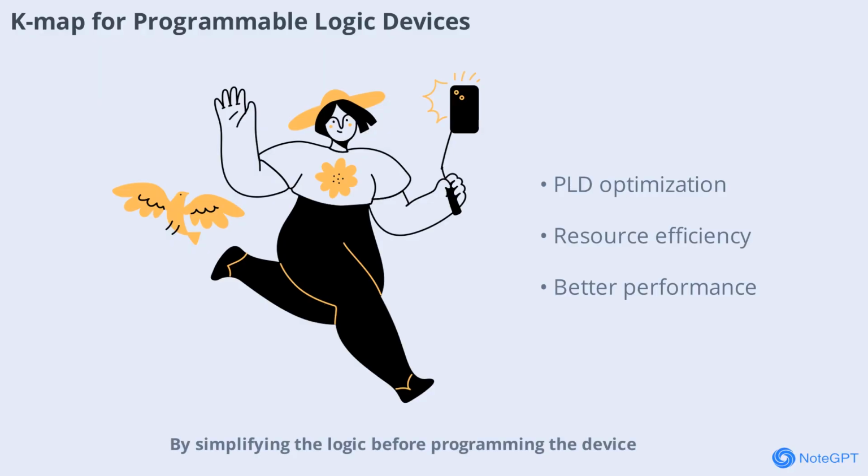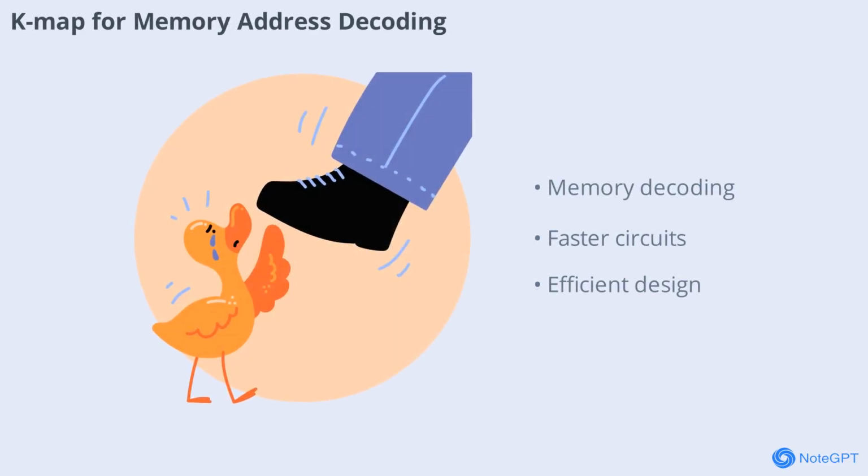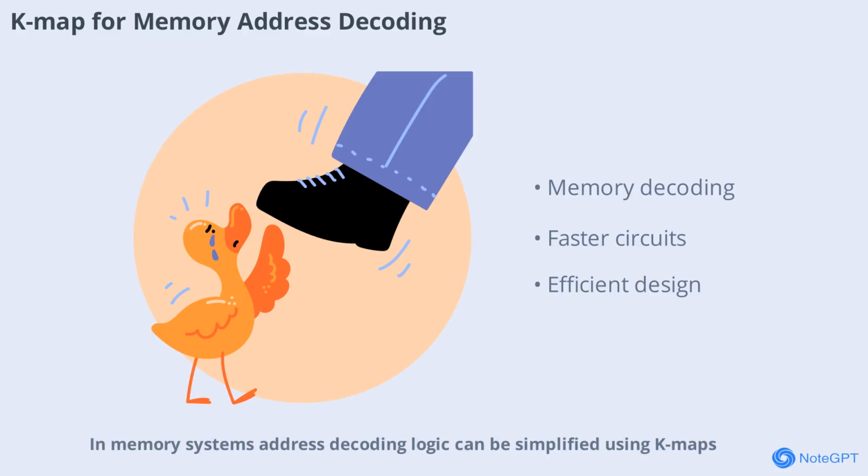By simplifying the logic before programming the device, you make better use of available resources and improve performance. K-maps are often used in the design phase to ensure optimal logic implementation. In memory systems, address decoding logic can be simplified using K-maps. By minimizing the logic required to select memory locations, you can design faster and more reliable memory circuits. This is especially important in microcontrollers and embedded systems where efficiency is key.